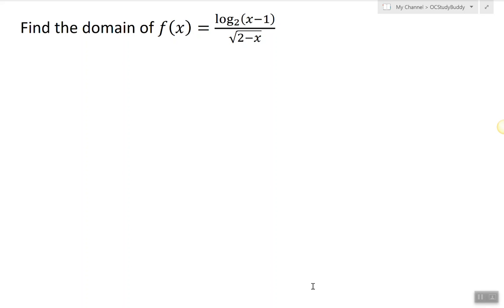In this video, I will show you how to find the domain of a function that has multiple constraints. So here we have a function in which a logarithm is divided by a radical, and to find the domain we have to consider all the constraints.